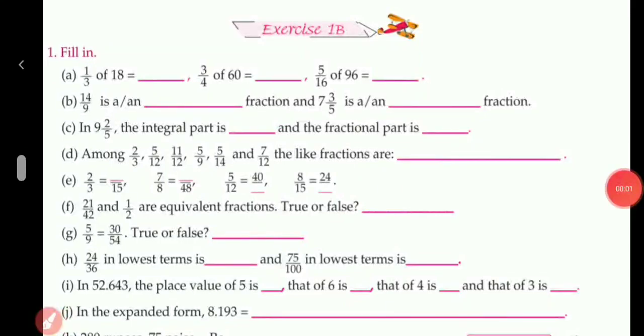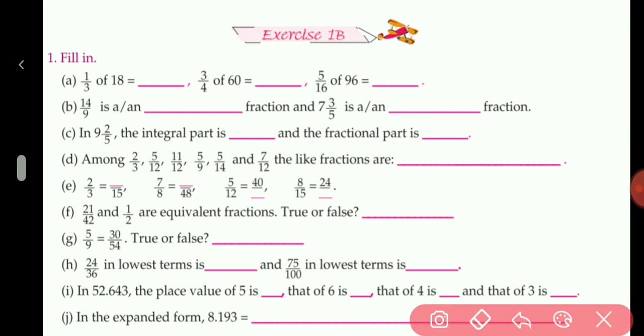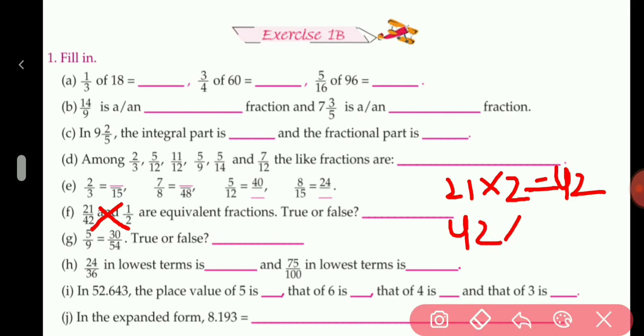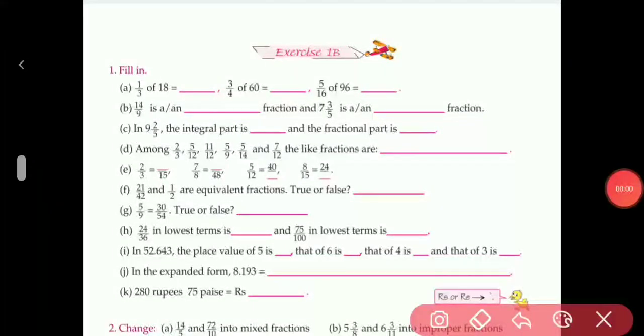In F part, 21 upon 42 and 1 upon 2 are equivalent fractions, true or false. We have to find out whether they are equivalent fractions or not. For this, we have to cross multiply them in this way. So 21 will be multiplied by 2 and 42 will be multiplied by 1. So when 21 is multiplied by 2, we get the answer 42 here. So when 42 is multiplied by 1, we get the answer 42. Because the answer is same, so they are equivalent fractions, true or false? True. So G part is same as part F. You can do it by yourself in your maths copy.